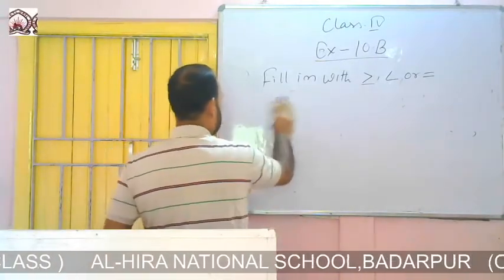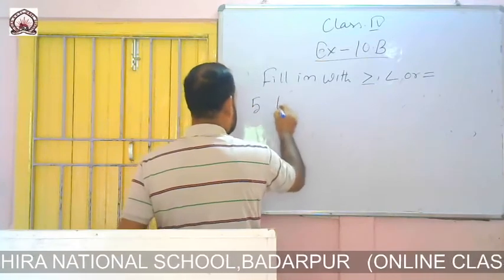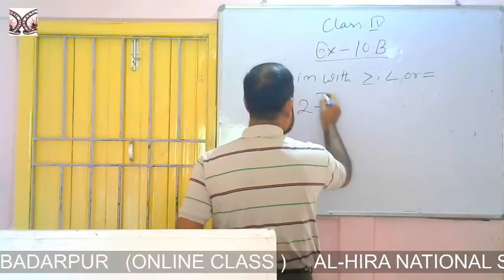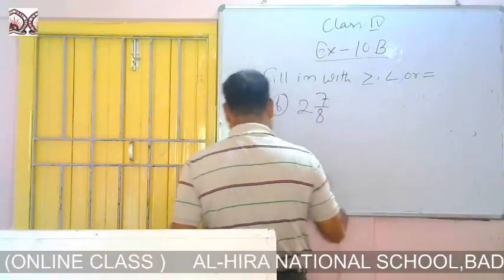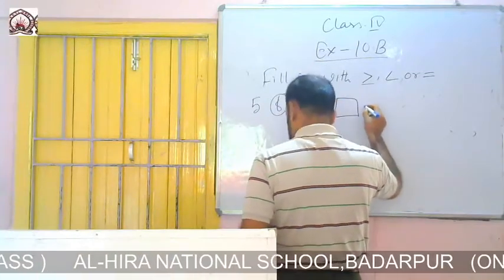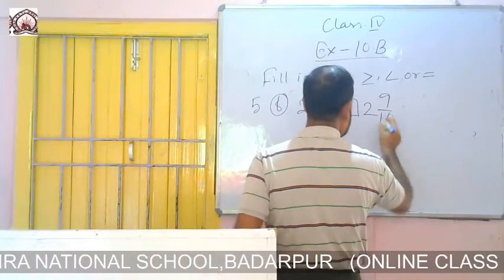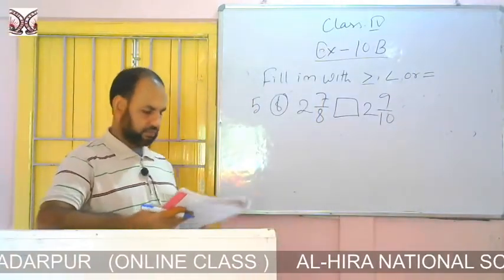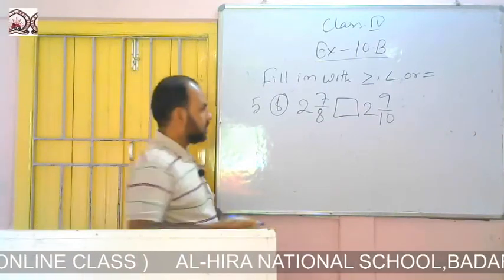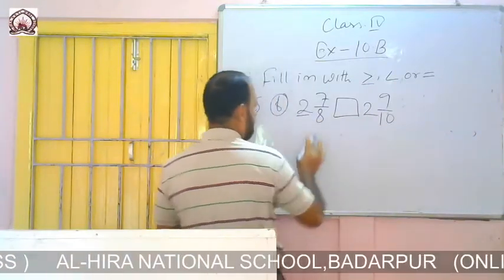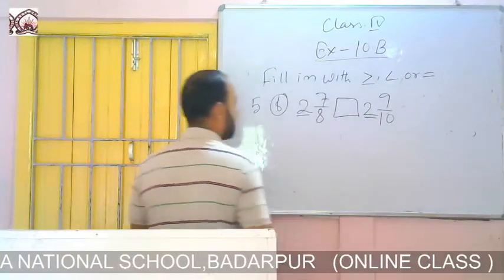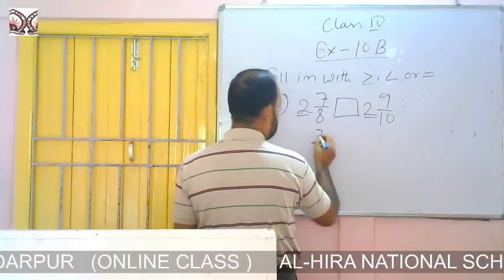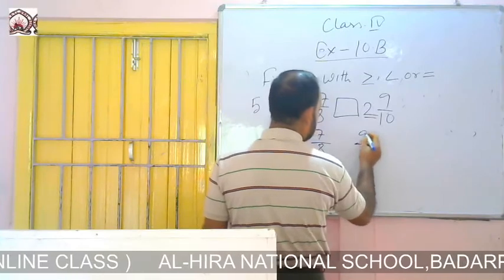Okay, now 5f. Next question, 5f. 2 7 by 8 and 2 9 by 10. Here the integral part is 2, here the integral part is 2, both integral parts are the same. Now we compare what? The fractional parts. Here 7 by 8 and here 9 by 10.